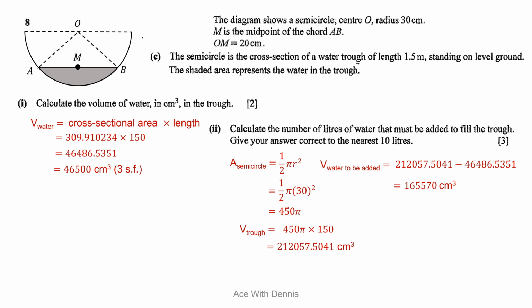165,570 centimeters cube. Since 1 centimeters cube equals to 1 ml, then it is also 165,570 ml. And convert to liters, it becomes 165.570 liters. And we leave our answer in nearest 10 liters, then the answer will be 170 liters.